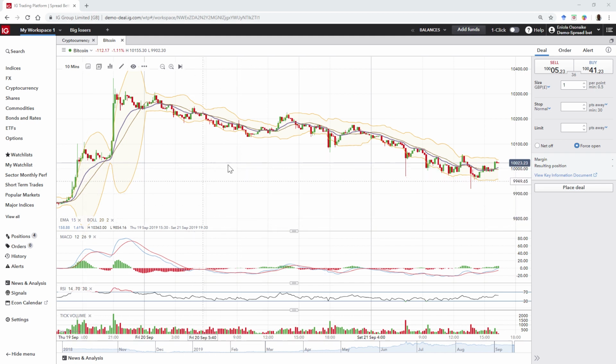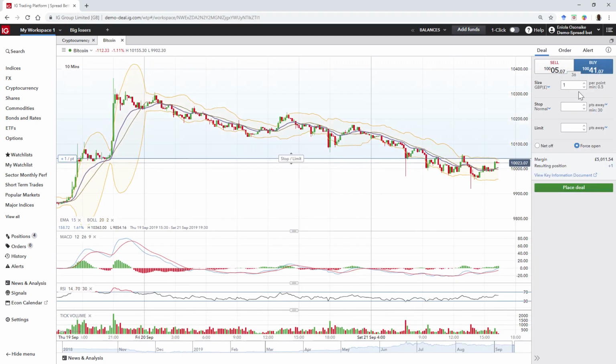So in this example, I'm going to take a long position. So I'm going to buy. So I have to click deal here. It's already on deal, luckily enough. I click buy because I want to take a long position on Bitcoin. I pick my position size. So in this situation, I'm going to just keep it at 1. So it's £1 per point movement. Every 1 point it goes up, I make £1.